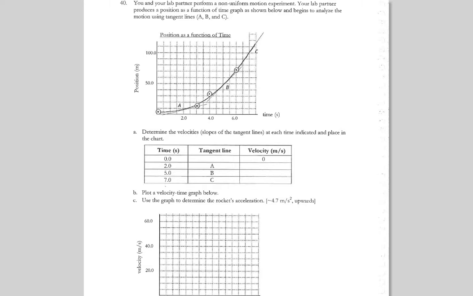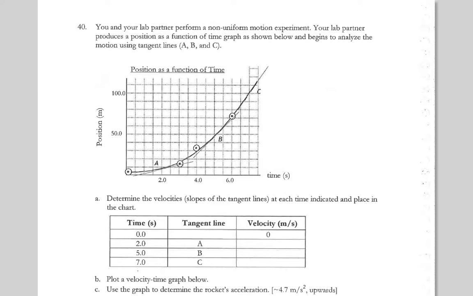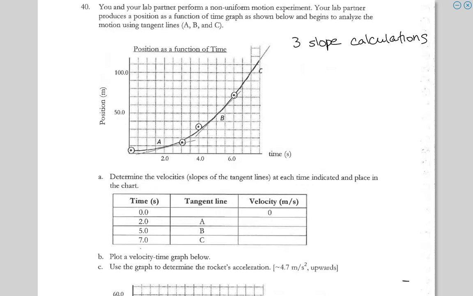Okay? So on 40, please make these notes for yourself so you remember to do it. You have 3 slope calculations. And I will just give you some rough estimates. I got about 5.4, about 21.5, and about 31.25. So these are my estimates, I did this on my own last year. You don't have to have it exact. You have to have something similar.